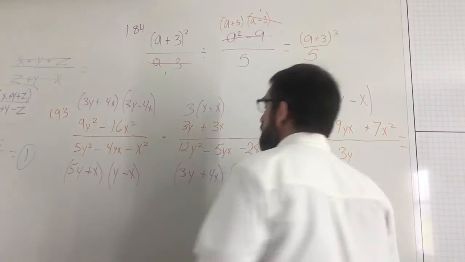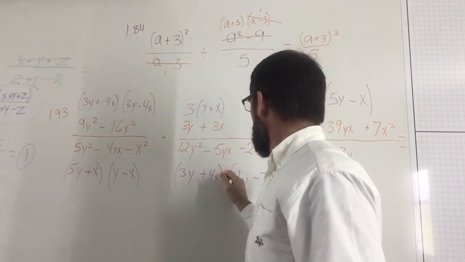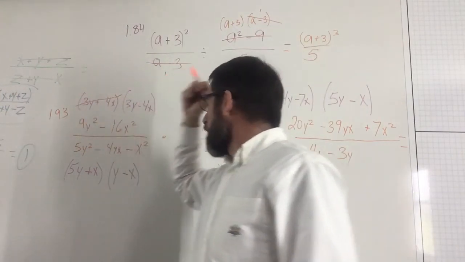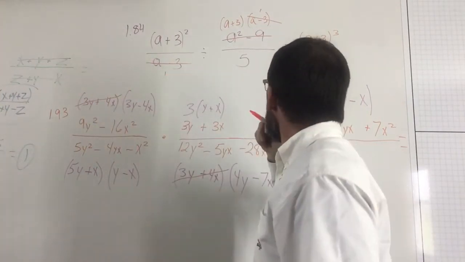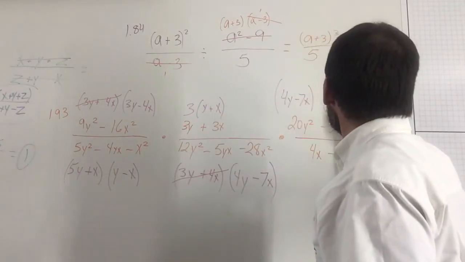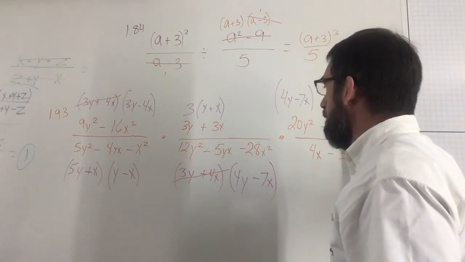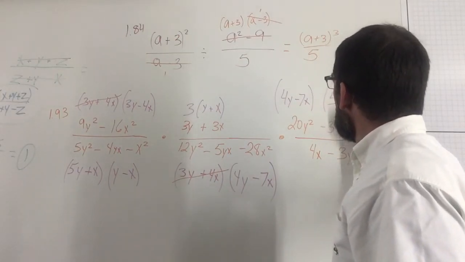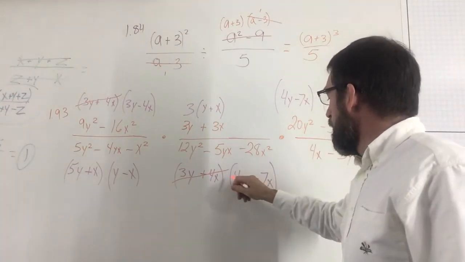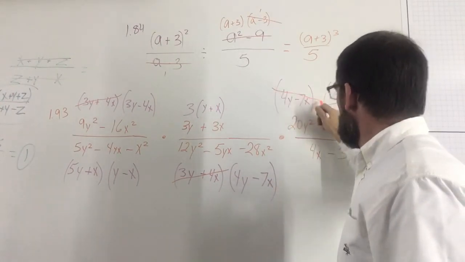Let me see here. Where can I start here? Let's start right here. 3y plus 4x. We can cancel that. 3y plus 4x. Here I've got a 5y plus x, 5y negative x. Whoa. That won't work. I could multiply that with 1 though. Let's just hang on there. Here we got 4y negative 7, 4y negative 7. So I can cancel here.